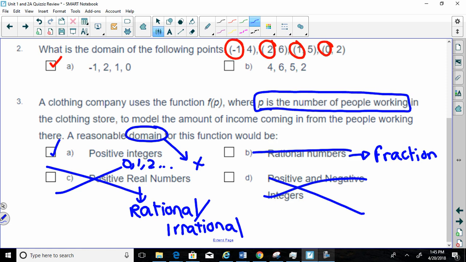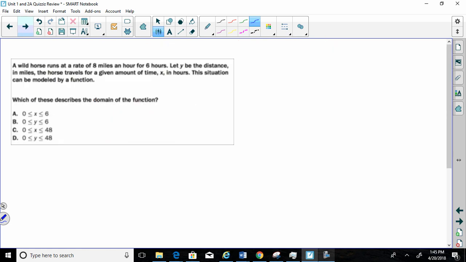Okay, next one. So this is the same thing. It says a wild horse runs at a rate of 8 miles an hour for 6 hours. Let y be the distance in miles the horse travels for a given amount of time at x hours. The situation can be modeled by a function. Which of these describes the domain?